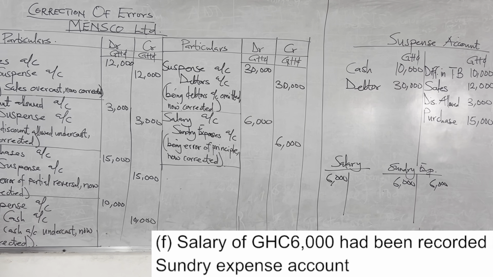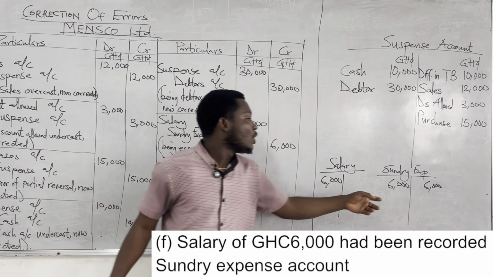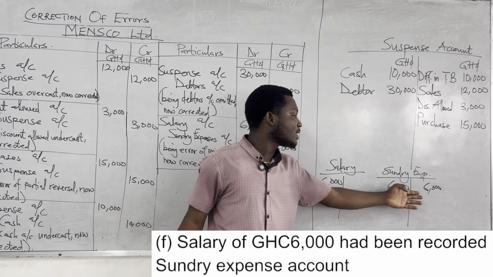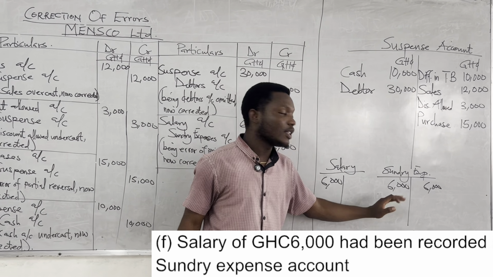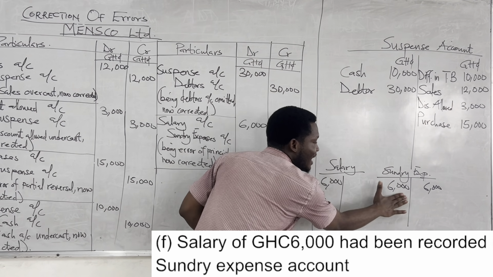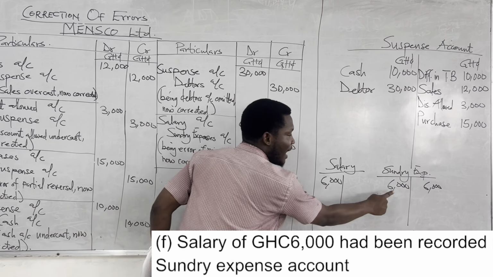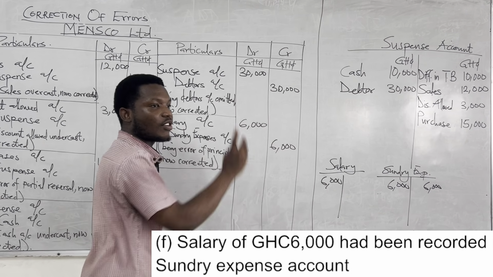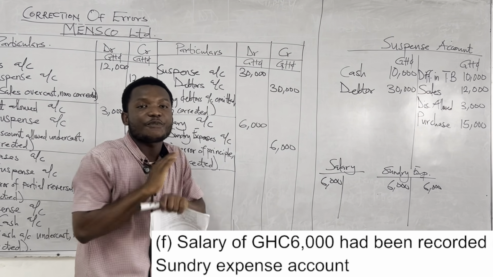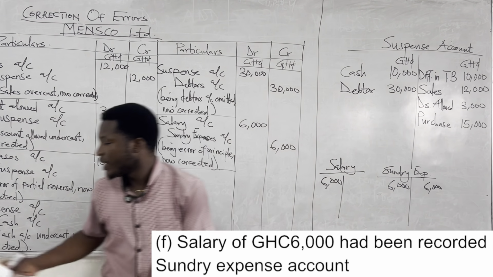So this one, because salary was supposed to be debited, but we ended up debiting the sundry expenses. Remember, salary is an expense, sundry expense is also an expense, and the two of them have debit balance. So though we have recorded it here, which is wrong, it won't affect the agreement of the trial balance. Why? Because this figure, we are expecting it to be on the debit side of the trial balance. And when we record it here, it will still be at the debit side of the trial balance. So it won't affect the agreement of the trial balance, and with this, the suspense account won't come in. So we are done with the question.